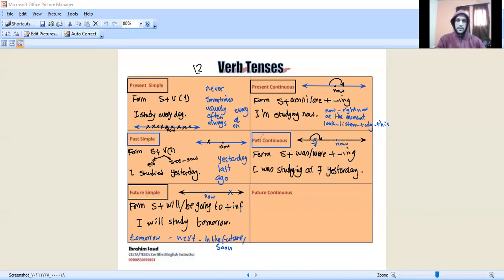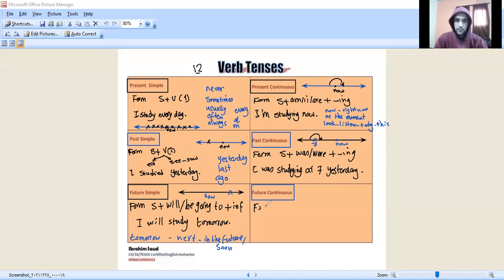Now let's move to the future progressive or the future continuous. It's the same idea as the past continuous. The past continuous is used to express an action that was in progress at a specific time in the past. The future continuous is used to express an action that will be in progress at a specific time in the future. Okay, so the difference between them is the past and the future, but they have the same idea or the same usage. Now look at this sentence, for example, or let's start with the form first.